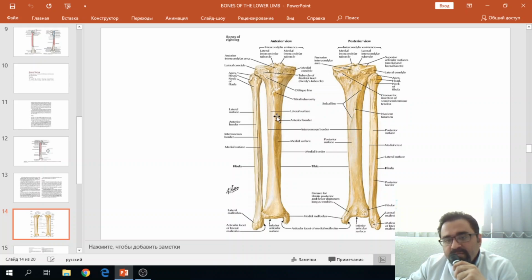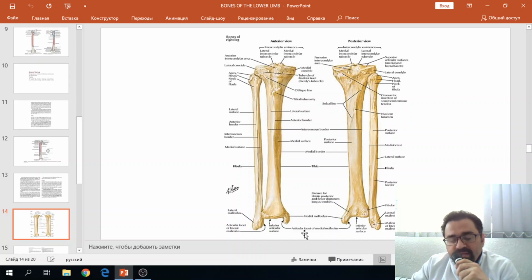Then there is the lateral surface. This is the anterior border, and then there is the interosseous border, which gives attachment to the interosseous membrane between the tibia and the fibula. And then there is the medial surface. This is the medial surface, this is the lateral surface, and this is the anterior border.